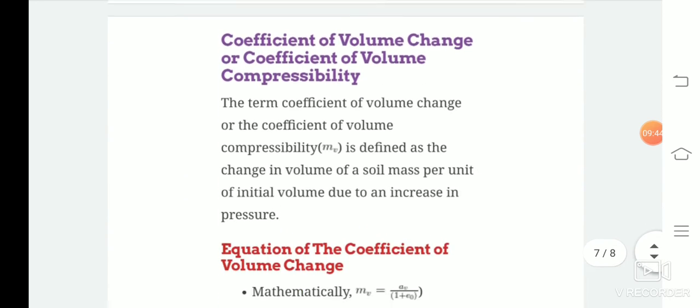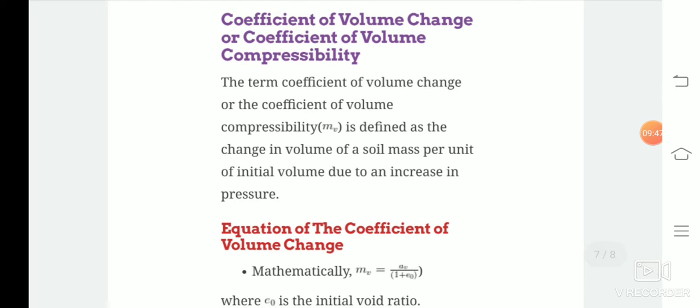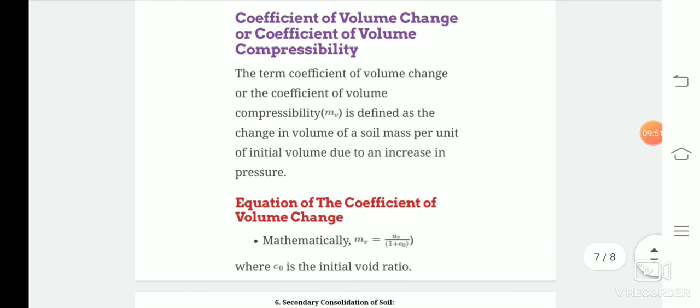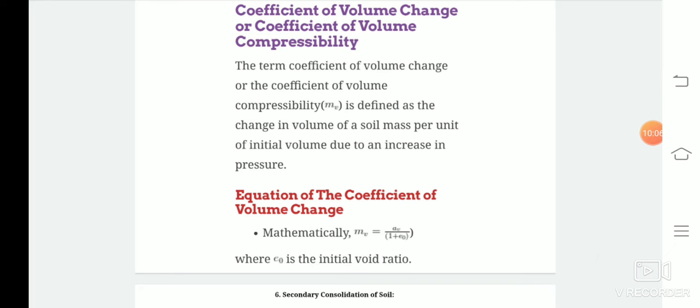Next we come to the coefficient of volume change or coefficient of volume compressibility, indicated by mv. Its definition: the coefficient of volume change is defined as the change in volume of the soil mass per unit of initial volume due to an increase in pressure. That means, what will be the change in void ratio with change in pressure in comparison to the initial volume of the sample.